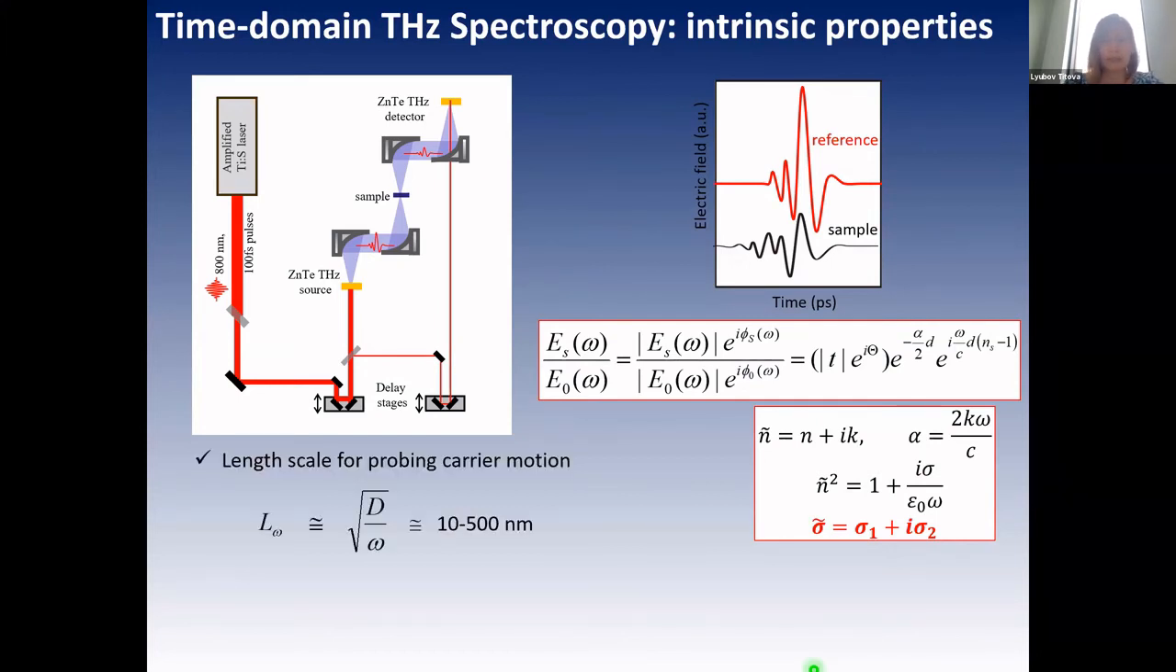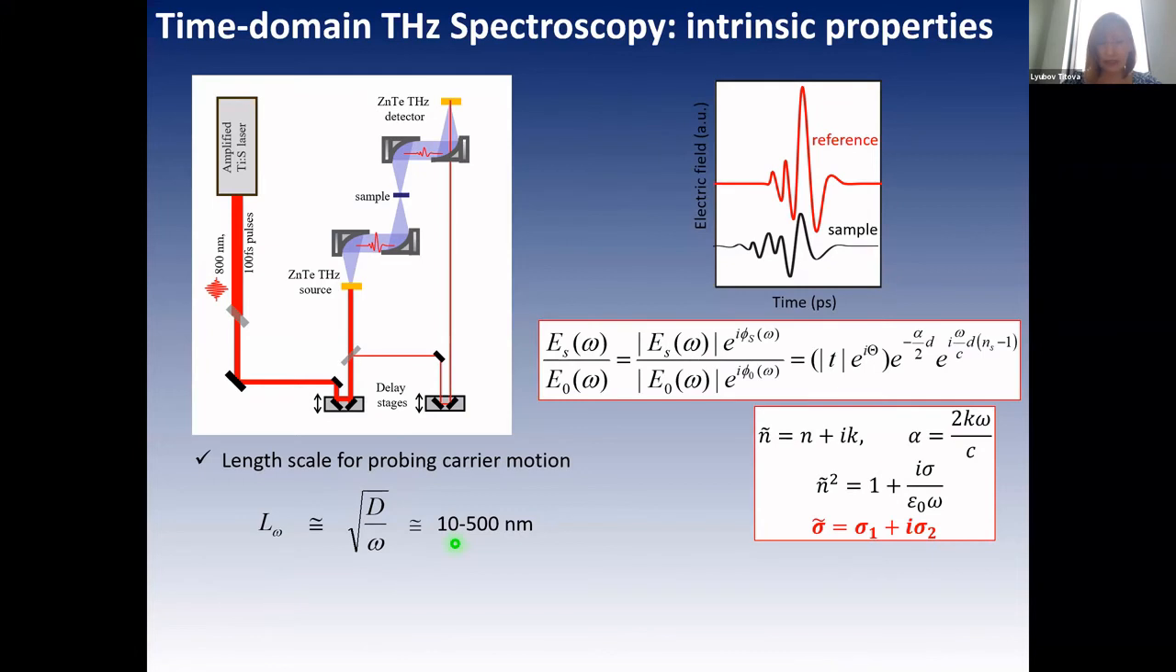Another very important point to keep in mind is the length scale for probing carrier motion in this case. And this length scale is quite short. This is a way to estimate the distances that we're probing, and that is related to the diffusion coefficient and the frequency of the probing pulse here. And that is just the distance: how far can the carrier get away before the field that you're applying reverses direction?